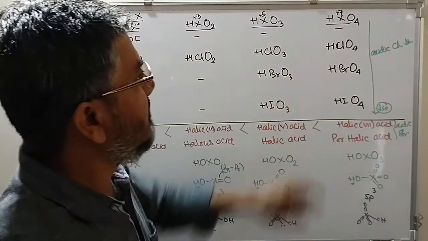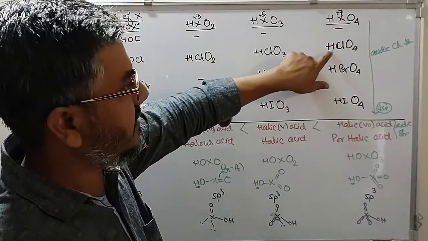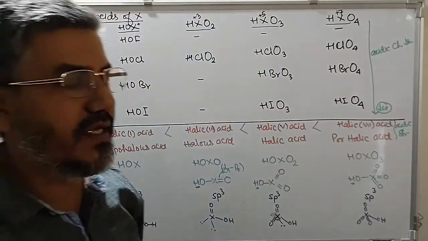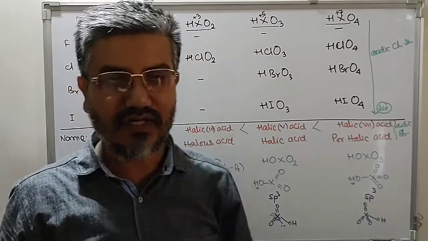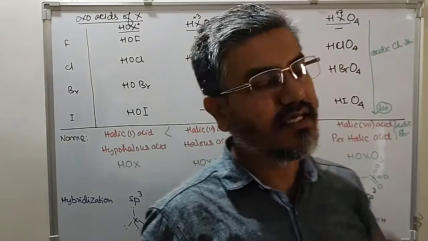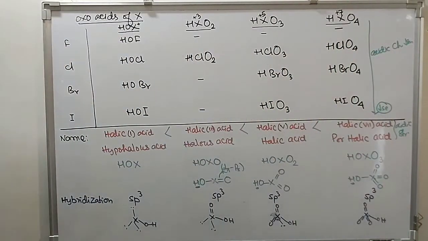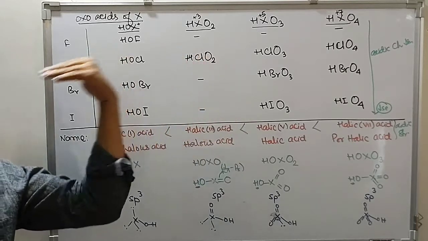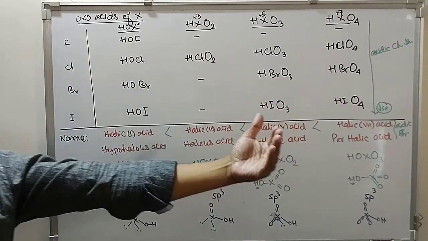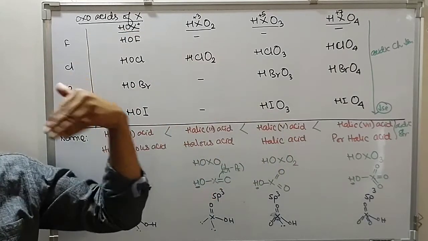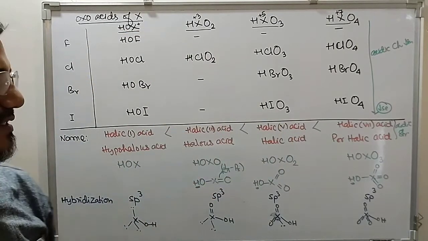So in the case of HXO4, the strongest acid is HClO4 and the weakest acid is HIO4. That means in any particular series, as the electronegativity of halogen decreases or as the size of halogen increases, the acidic character decreases. In a series of oxoacids in which halogens are in different oxidation states, as the oxidation state of halogen increases for a particular halogen, acidic strength increases.